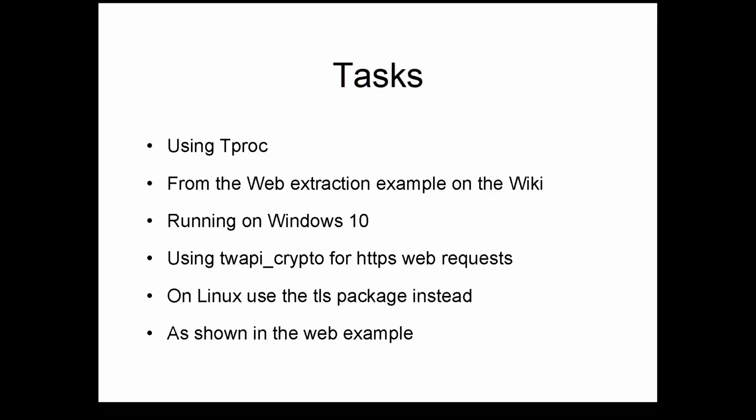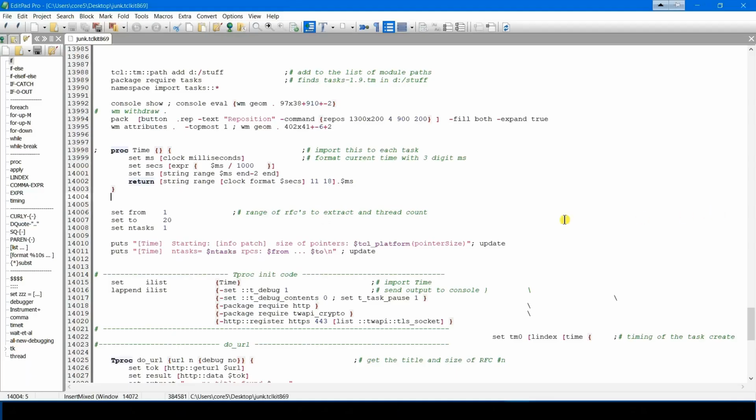So let's now turn to our code, which is in our EditPad text editor window. As before, in the intro video, we have packaged the task code in a module, and after specifying a path where to look for the tasks module, we can load tasks with a standard package require tasks command. As before, we will also use the namespace import for convenience, so we don't need to qualify the procedures from the tasks namespace.